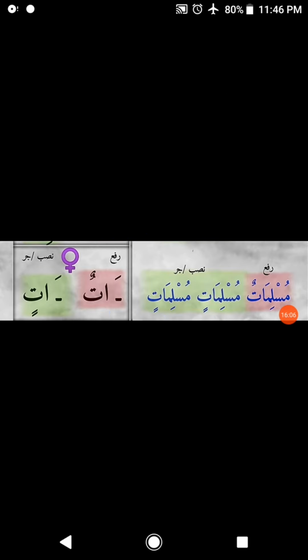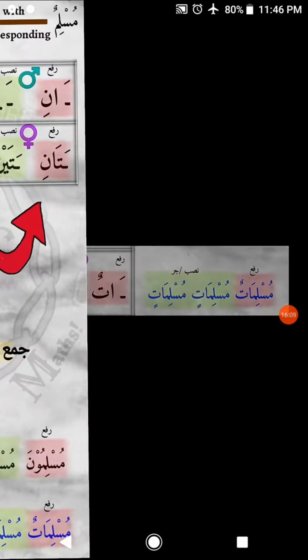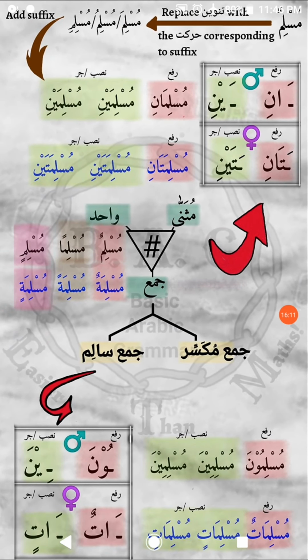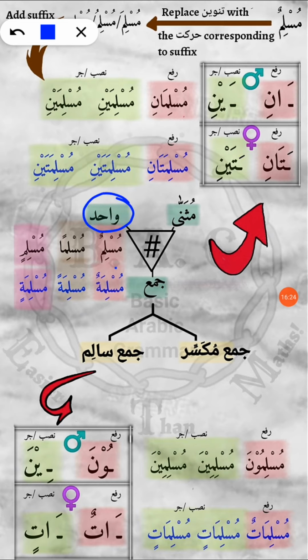Okay, so this was our lesson about plurals. Now I'm sure you can understand exactly what's happening here. This is what we have already studied. We had our ism for wahid, for example, muslimun, musliman, muslimin, muslimatun, muslimatan, muslimatin. Then we made its musanna. How did we do it? For example, if we have the word muslimun, we simply replace the tanween with the harkat corresponding to the suffix.